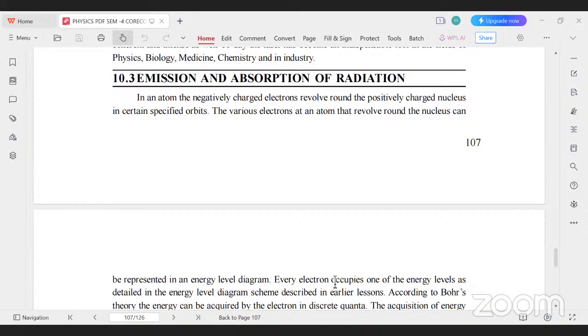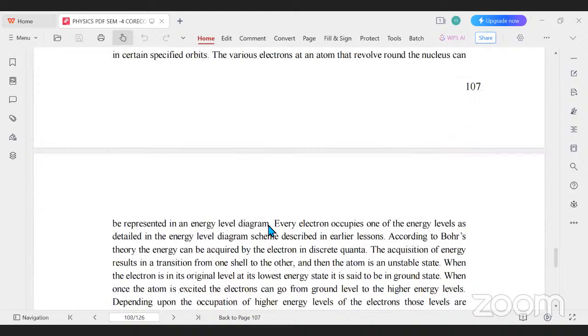So every electron, now we talk about radiation, means we need to talk about electrons. The effect of radiation is because of the electrons. Every electron occupies one of the energy levels as detailed in the energy level diagram described in earlier lessons. According to Bohr's theory, energy can be acquired by the electron in discrete quanta. The acquisition of energy results in a transition from one shell to the other.